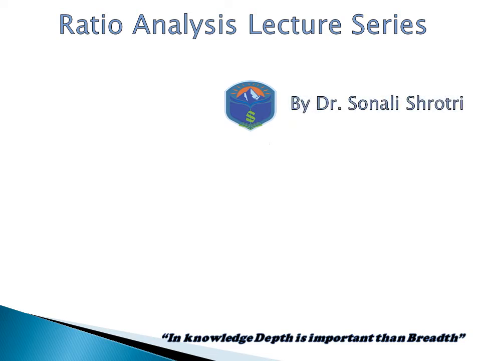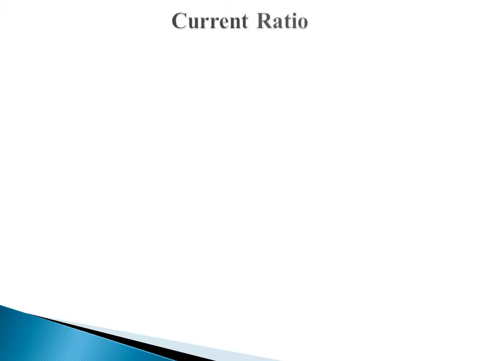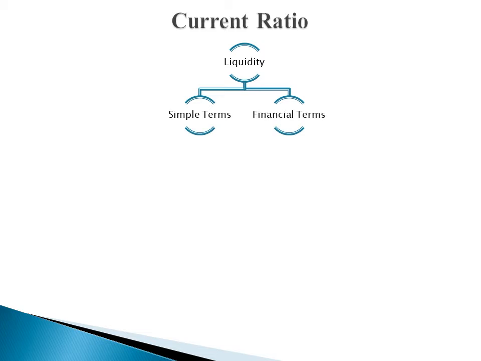Friends, in this video we shall discuss the current ratio formula, its applicability, objective and interpretation. Current ratio is a measure of liquidity. But what does this liquidity mean? In simple terms, liquidity means easily convertible into cash or being in cash. Whereas in financial terms, liquidity means ability to pay short-term liabilities.